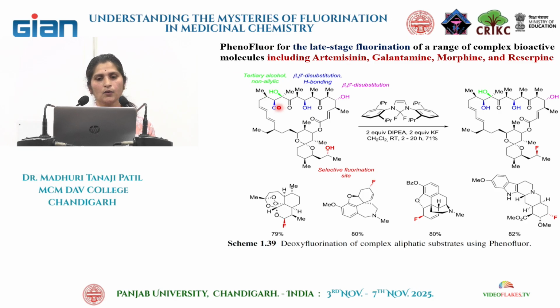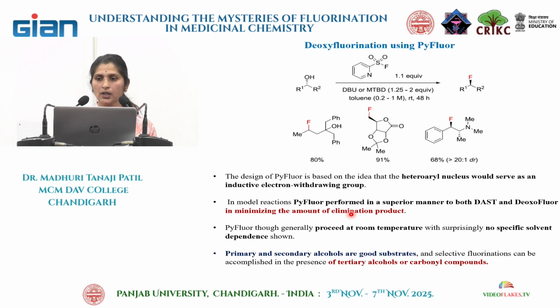Now, Phenofluor is very good. You can see that there are 1, 2, 3, 4, 5 hydroxyl groups, but it will selectively fluorinate only this OH, which is in red color, because this is a tertiary OH group, and the rest of the OH are forming hydrogen bonds. So it will selectively fluorinate this hydroxyl group, and this is used in the synthesis of many drug compounds. You have a variety of compounds in which you can have this fluorine here. This is the advantage of late stage fluorination: it has functional group tolerance, so you can do that fluorination without affecting other sites in your molecule.